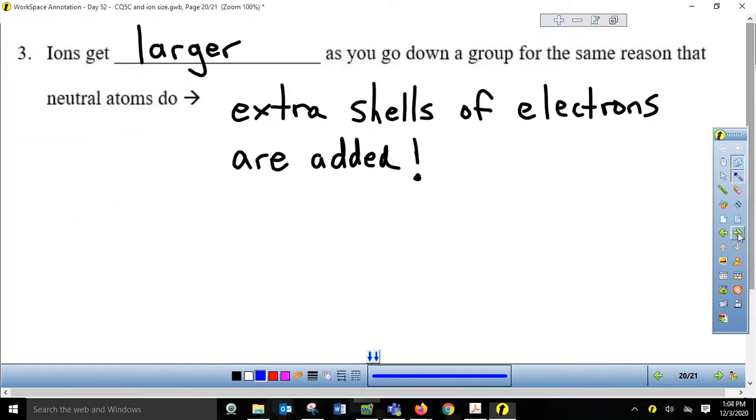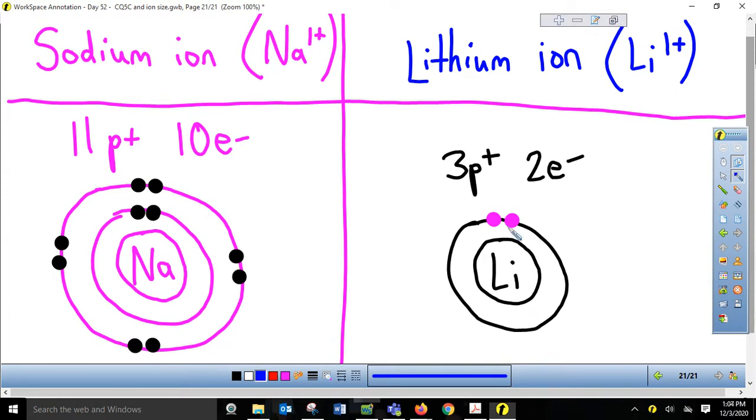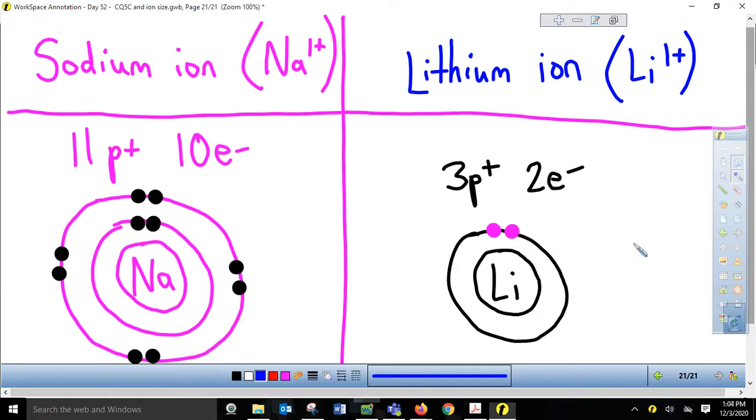All right? And then if you go down a family, ions will get bigger for the same reason that atoms normally get bigger, because we're adding additional shells of electrons. So for instance here, let's compare family member sodium to family member lithium. Right? Lithium, element 3, very small. Sodium, element 11, pretty small too when it's an ion. But look, it's going to be bigger than lithium. That's because it has a second shell of electrons. And those second shell electrons are going to be farther away than the first shell electrons.